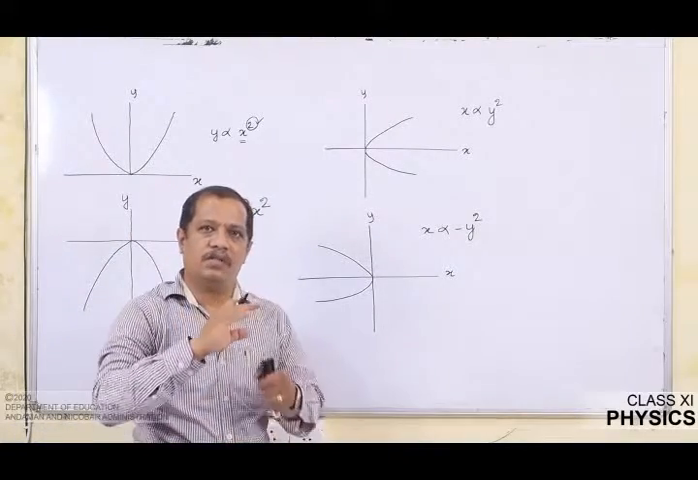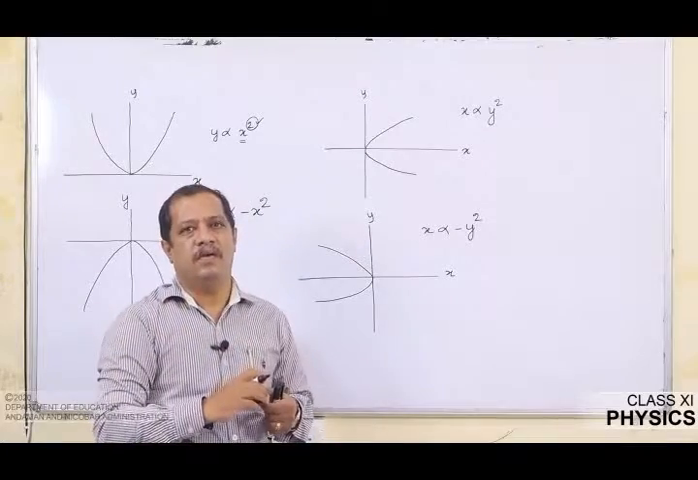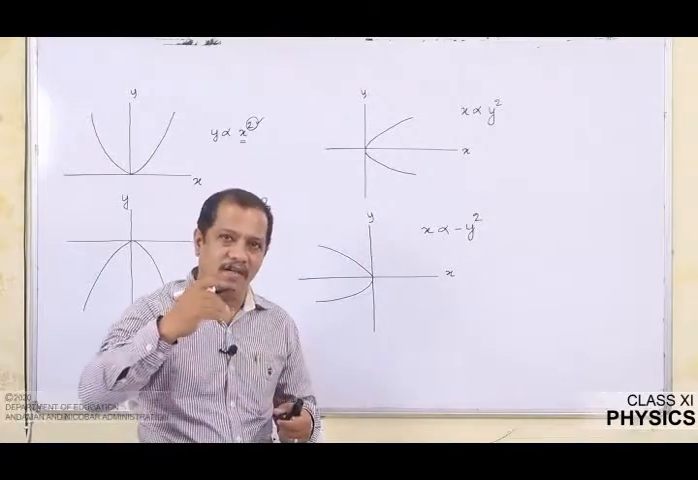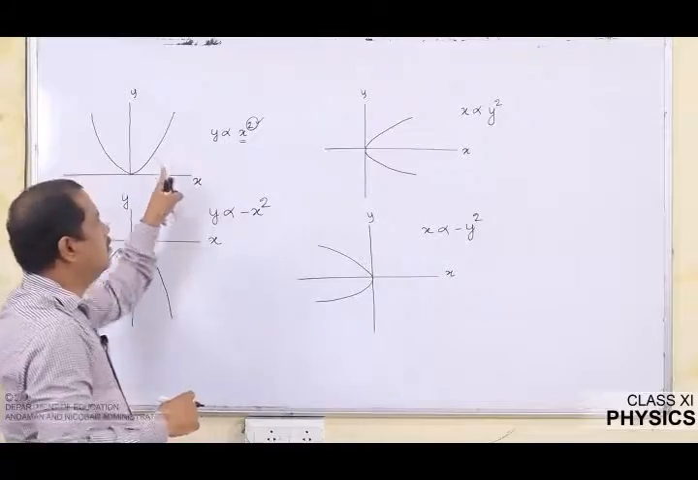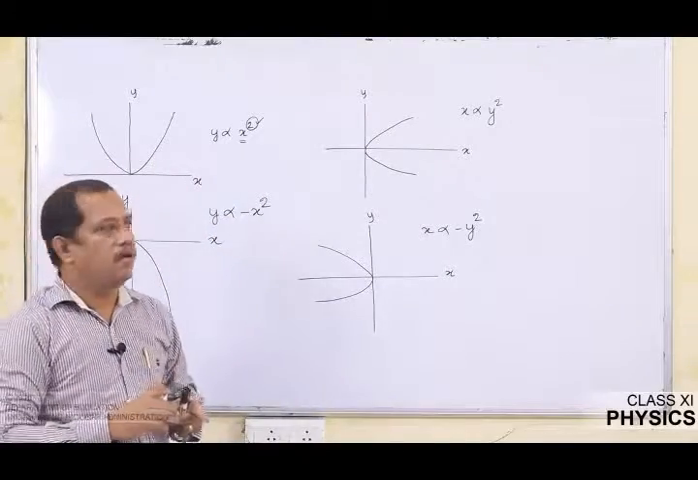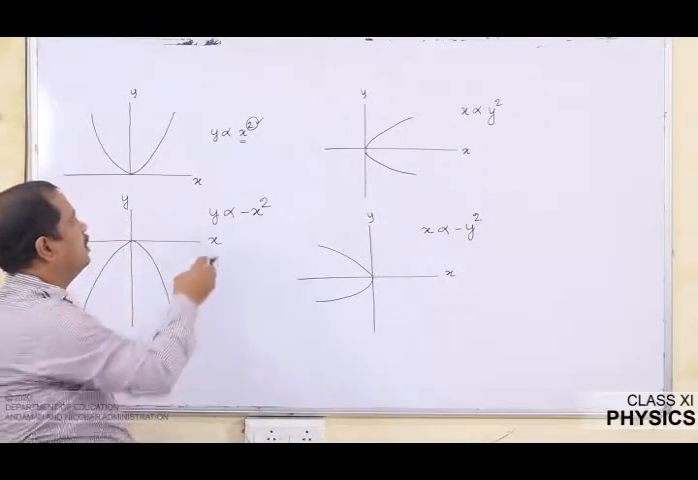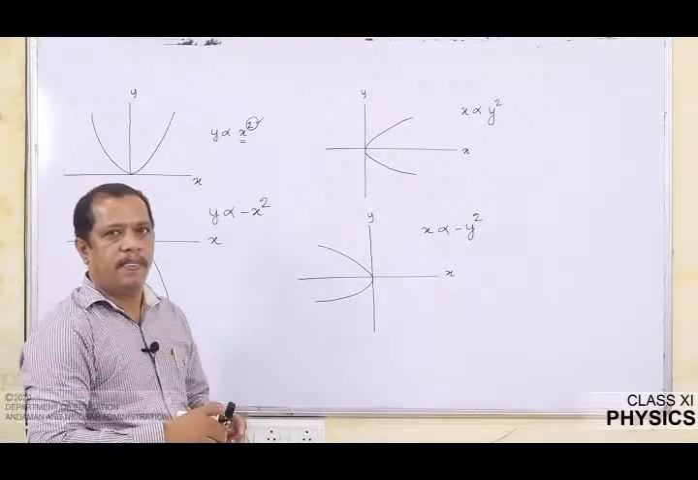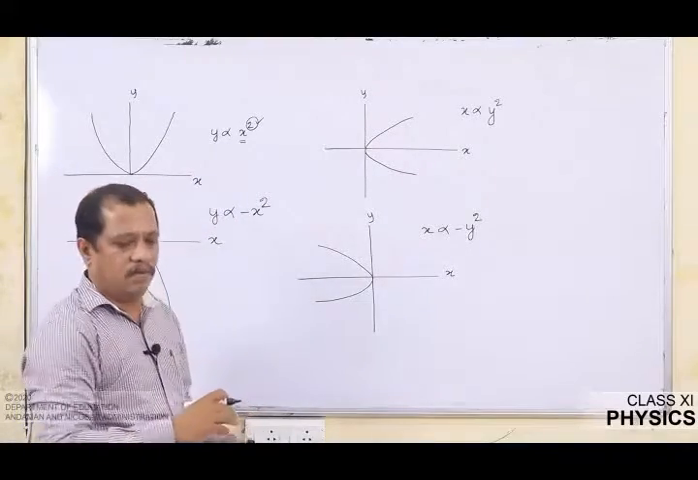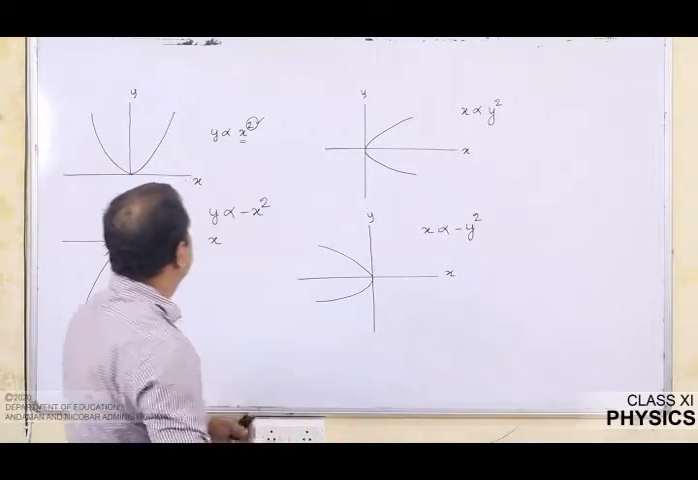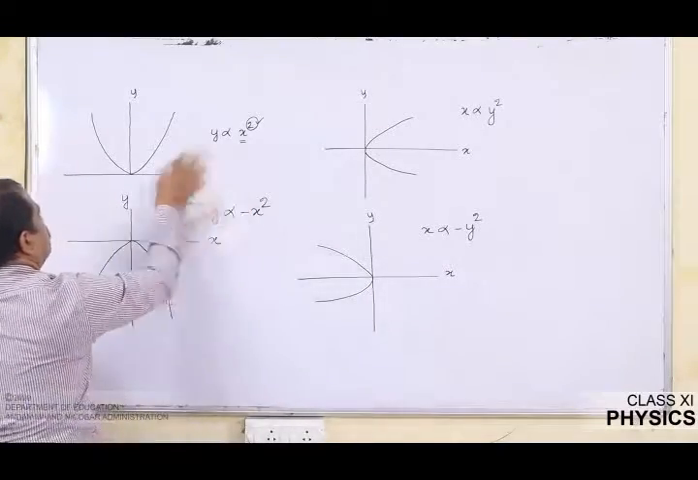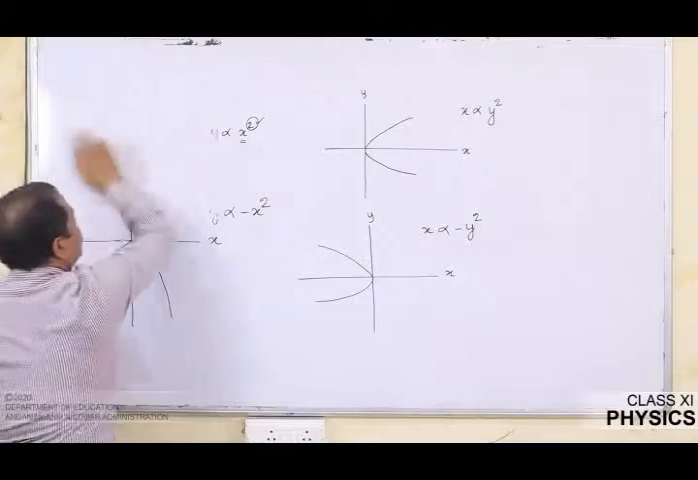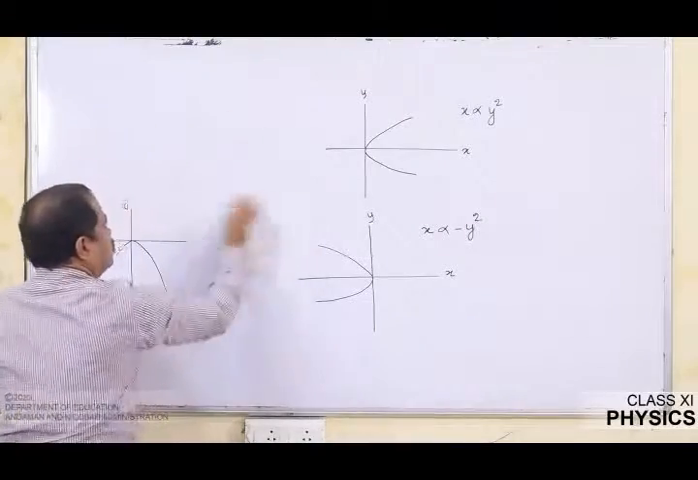We already saw some of the straight lines. We also saw some of the curved lines. Today we have seen the parabola. In addition to this, I have shown you the algebraic expression that governs this parabolic nature. In addition to this, we at times come across some more graphs which I would like to show you now.